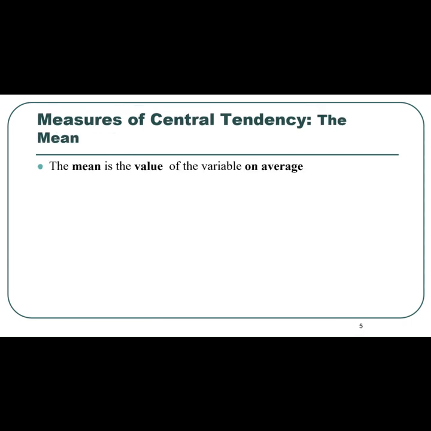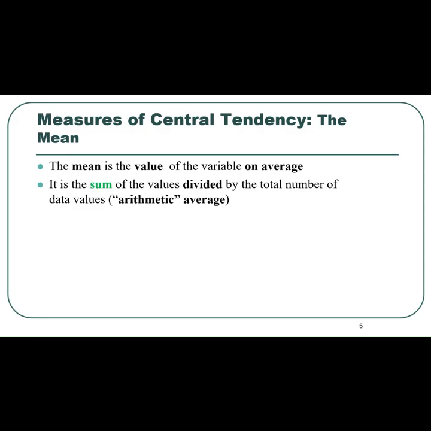So what is the mean? The mean is the value of your variable on average. How do we calculate it? This is actually the sum of all the values you have for the specific variable over the total number of the values that you did add. So it's an arithmetic average.